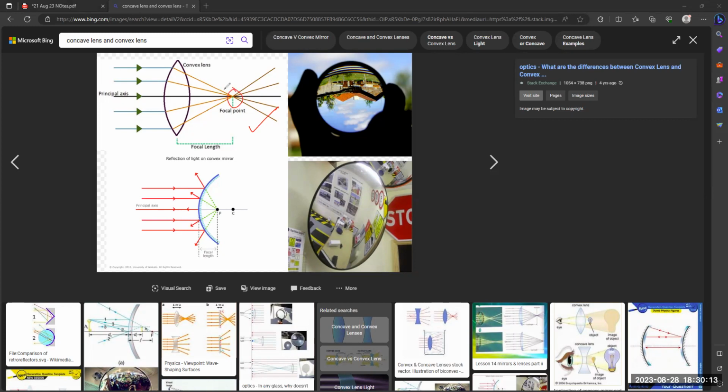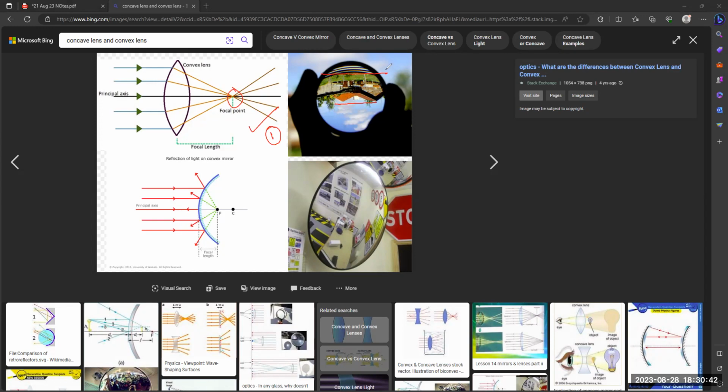Okay, and one more thing, you observe that your image is inverted, right? In the lens, the first diagram, you observe that your image is inverted, upside down. You can see that the roof of the house is downward and the ground of the house is in the upward direction, right? So it means that your image will also be inverted in a convex lens.